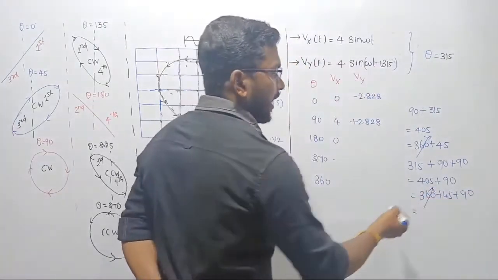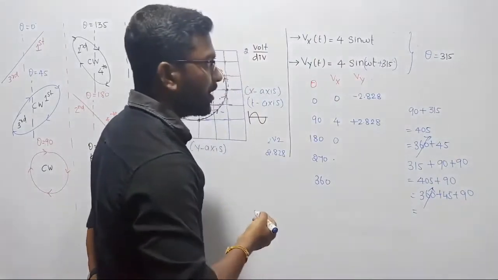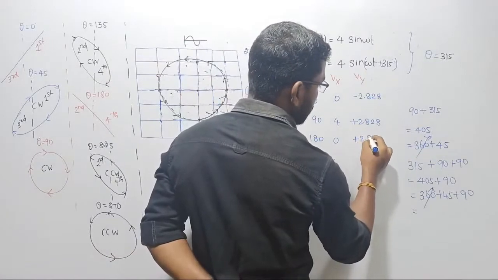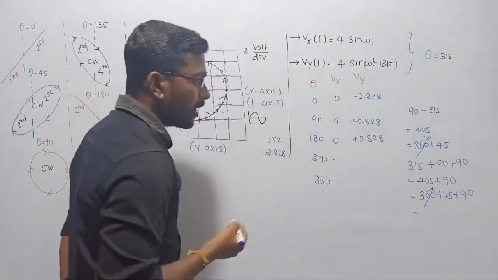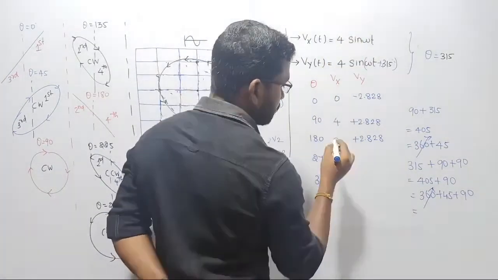360 will be 0. 90 plus 45 will become 135. Sin 135 will be what? Plus 1 by root 2. Plus 1 by root 2 into 4 is what? Plus 2.828. At 270, sin 270 is minus 1. Minus 1 into 4 is minus 4.